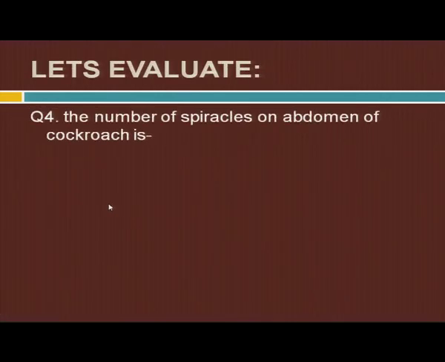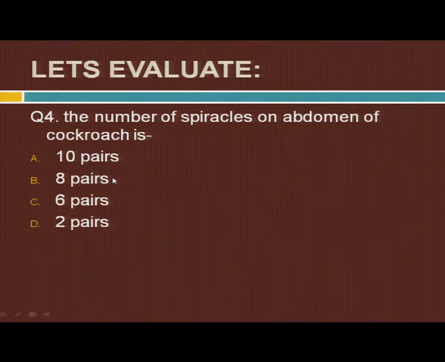Next question. The number of spiracles on the abdomen of cockroach is 10 pairs, 8 pairs, 6 pairs, 2 pairs. So, how many spiracles are there in the abdomen of cockroach? It is B, 8 pairs.